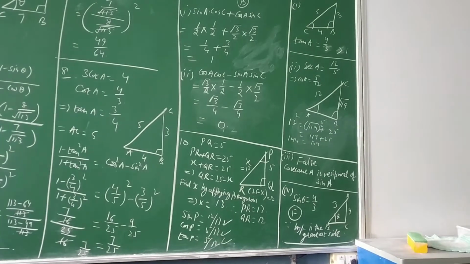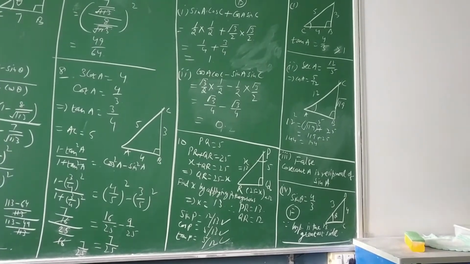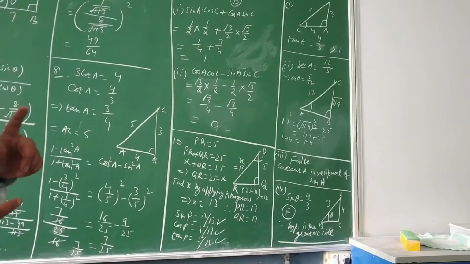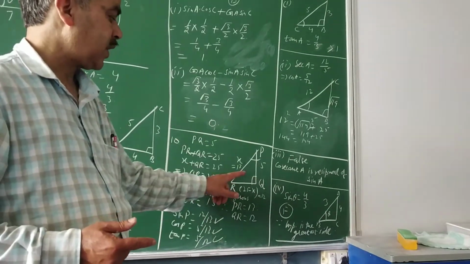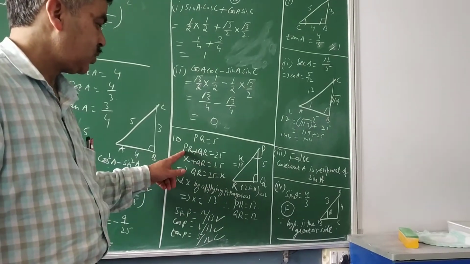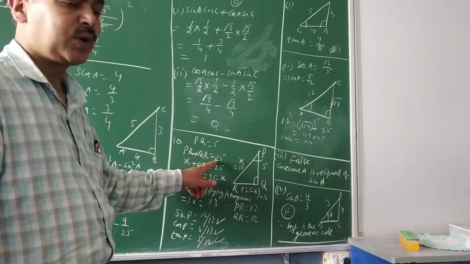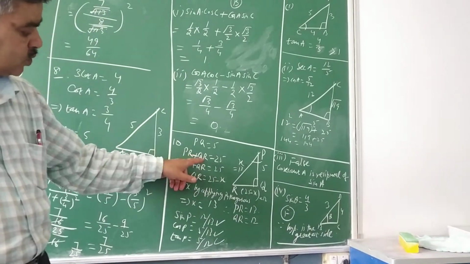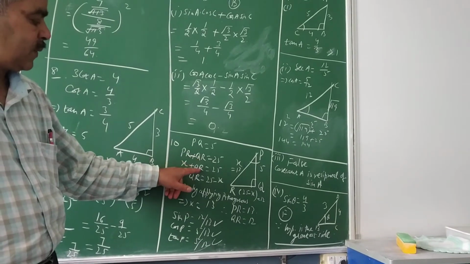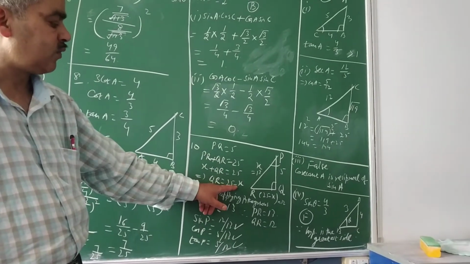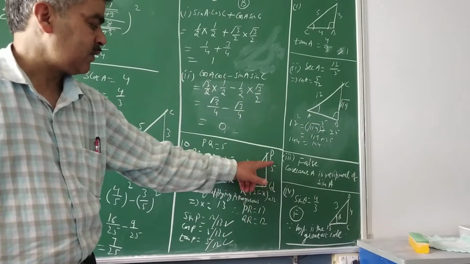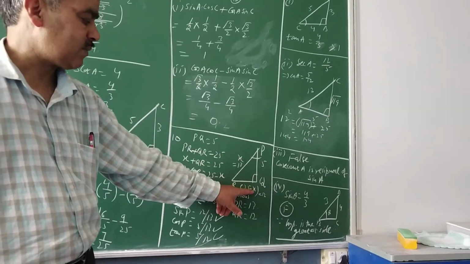Question number 10. In question number 10, again a conditional question in which the length of PQ is given and triangle PQR is given to you, right angle at Q. Then another relationship given to you between the other two sides is PR plus QR is 25. So out of these two, suppose I have assumed that PR is equal to X. Then you will get the value of QR in terms of X, that is 25 minus X. Now this is 5, this is X and this is 25 minus X.